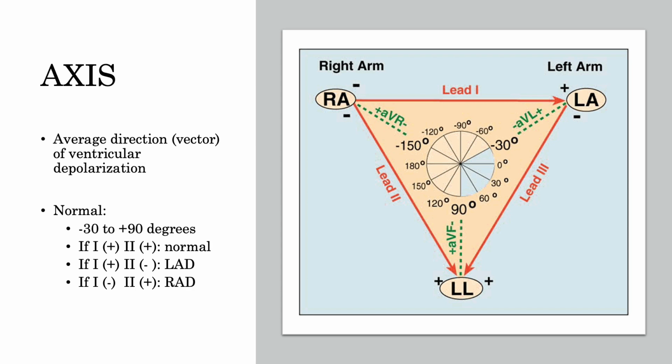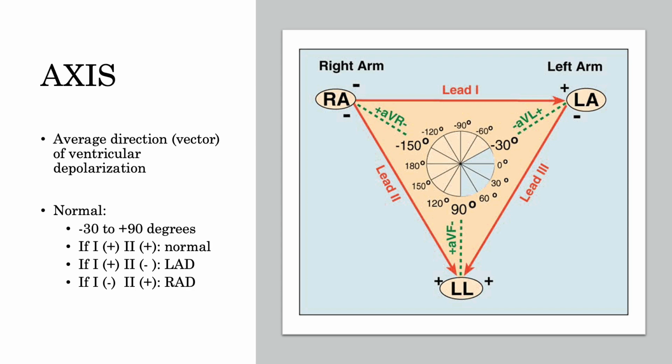So what is axis? Axis is the average direction or vector of the electrical activity of ventricular depolarization. As I mentioned before, we only look at the limb leads in order to determine axis. We represent those leads on what's called an Einthoven's triangle, which you see in front of you. You can see where the positive and negative portion of each lead is associated with the placement of the electrodes. Lead 1 runs from the right arm to the left arm, becomes more positive towards the left side of the patient, and that lead runs at 0 degrees.